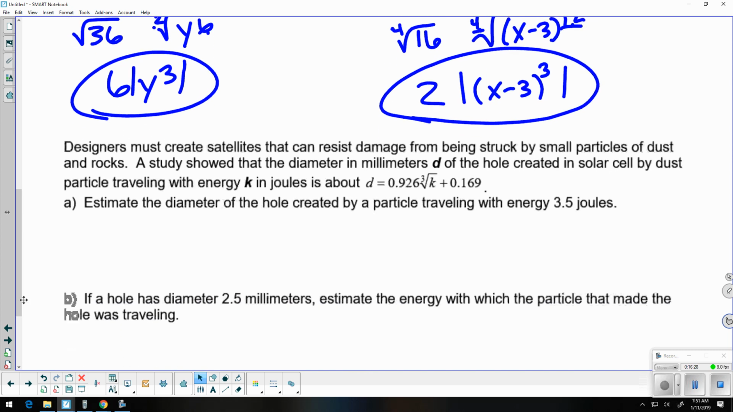Next part, what do we got here? Looks like we got a little story problem. So designers, it says, must create satellites that can resist damage from being struck by small particles of dust and rocks.